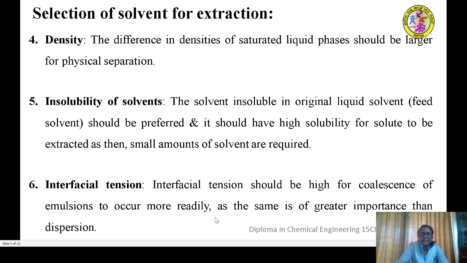So this is again a very important thing, even more than the dispersion. Coalescence of the emulsion is much more important than dispersion. The two phases must separate at the end of the operation. So interfacial tension, or the IFT, should be very high for the given system of solvent and solution.